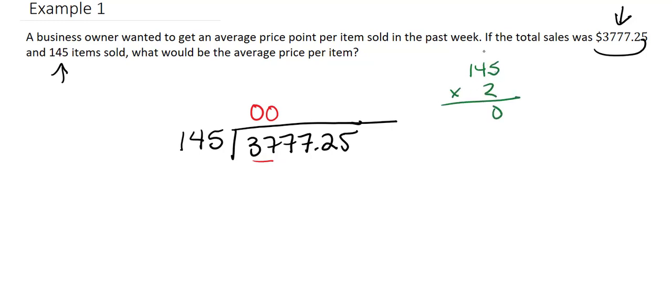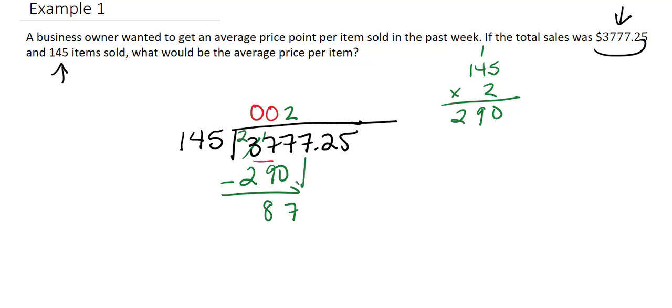5 times 2 is 10, carry the 1. 2 times 4 is 8, plus 1 is 9. 2 times 1 is 2. So we have 290, so let's go ahead and subtract. I'm going to put a 2 above, because 145 times 2 is 290. 7 minus 0 is 7. 7 minus 9 can't be done, so let's borrow. 17 minus 9 is 8. And so 2 minus 2 is just 0.